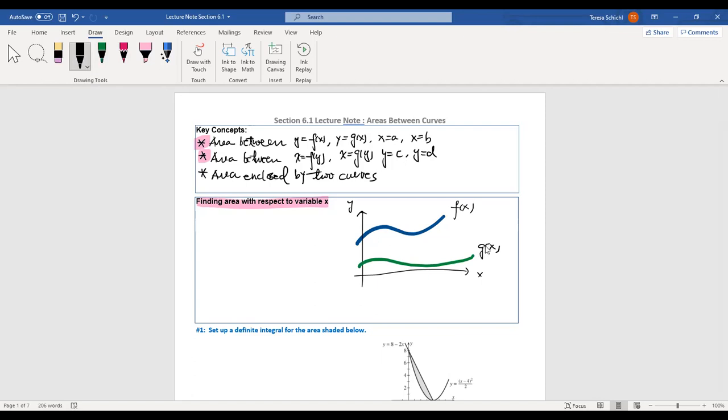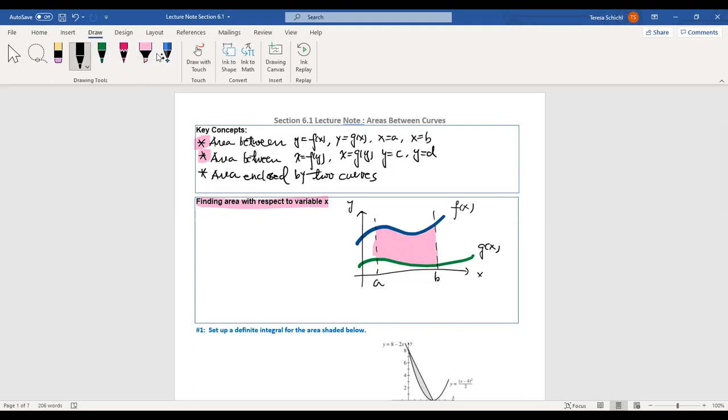And now I'm going to integrate between the boundaries here. This is a, this is b. So that's what that means: y equal to f of x, and the other function is y equal to g of x. And what I'm looking for is the area, like this area, right? This area between the two curves and bounded by these boundaries.